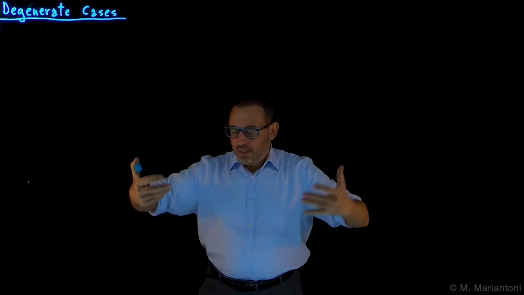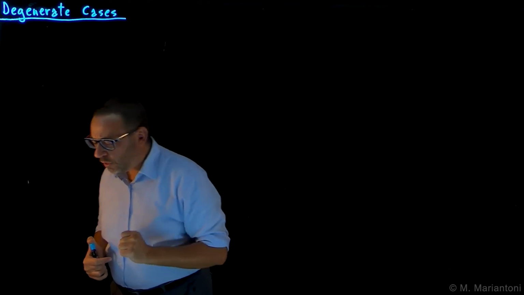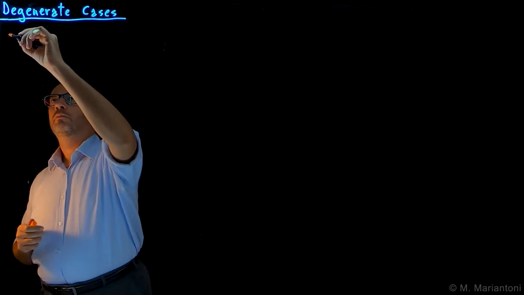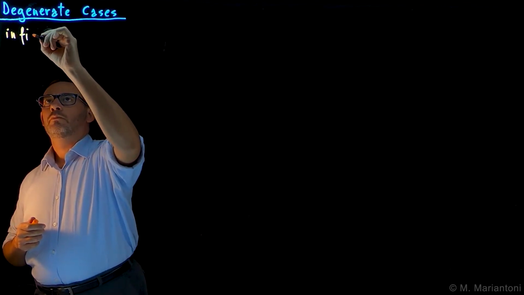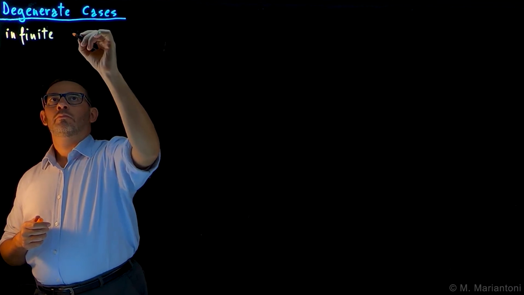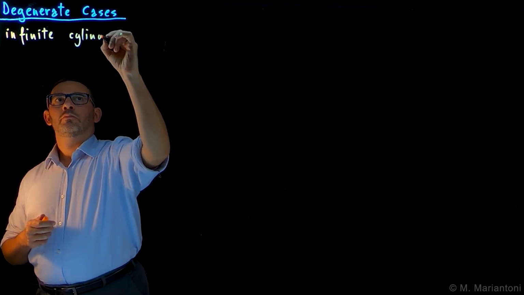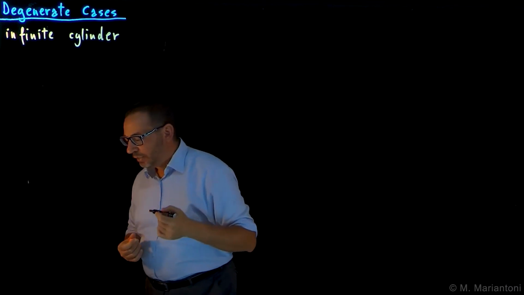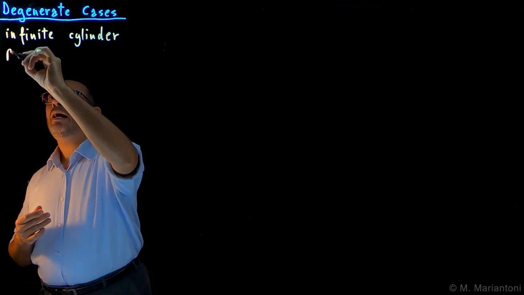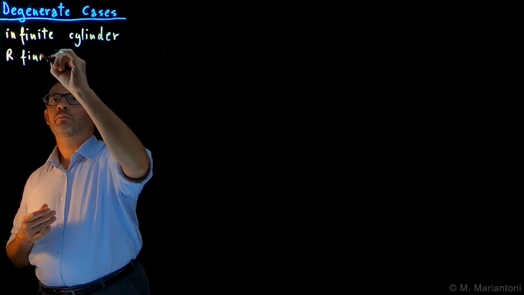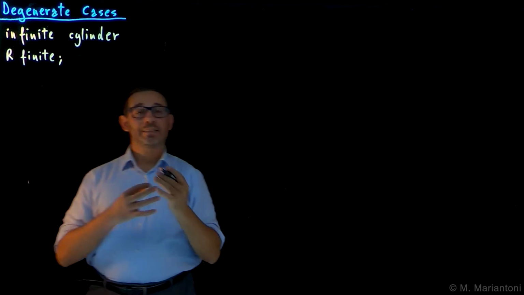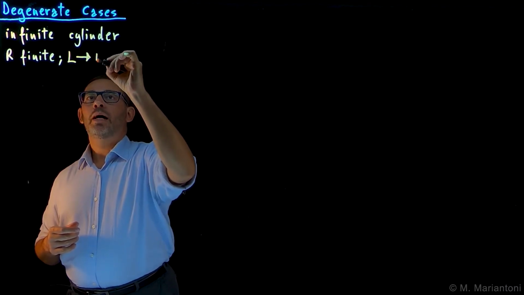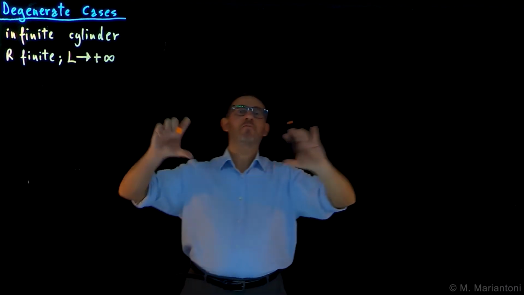Now, what are the degenerate cases of that scenario? Well, the first one is the infinite cylinder. So how do we obtain an infinite cylinder from that object? Well, clearly we keep R finite, whereas at the same time we extend capital L in the limit to plus infinite. So it becomes an infinitely long cylinder.